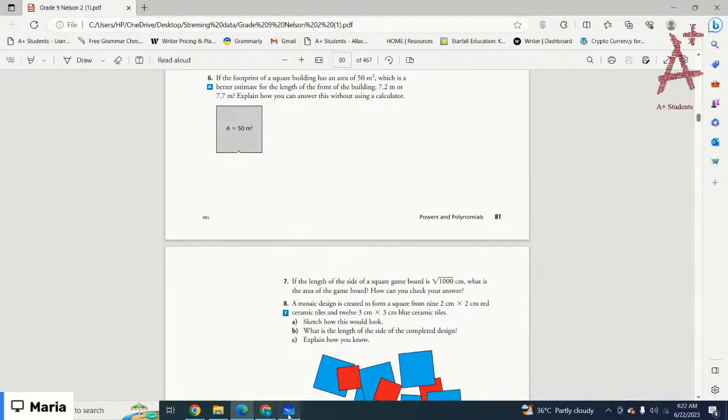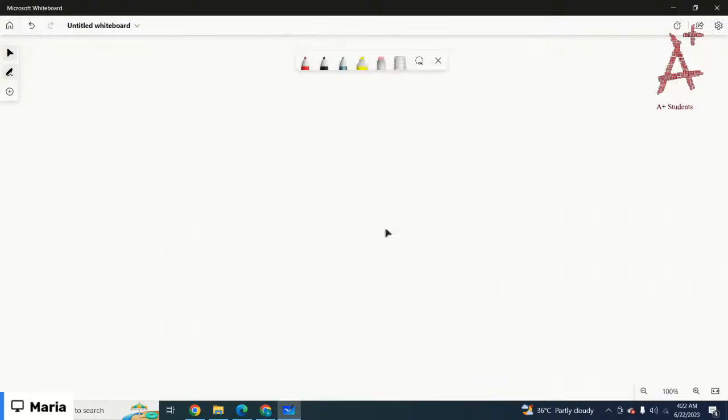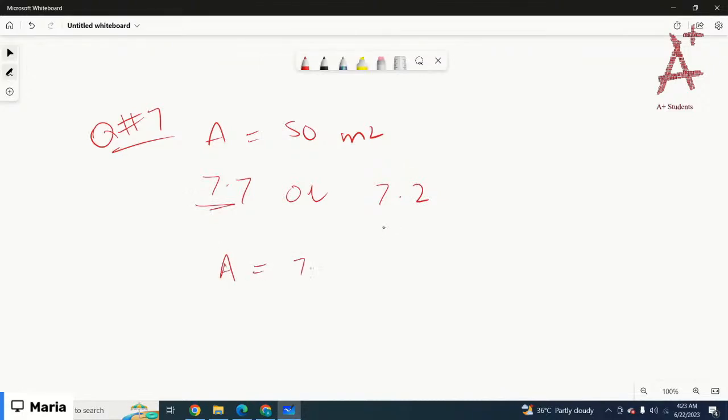The area equals 50 meters square. Got it? You are given the two values. You need to see if 7.7 is the correct one or 7.2 is the correct one. If you have the side length 7.7, then the area would be 7.7 times 7.7. Got it? When you evaluate it, it will be 59.29.